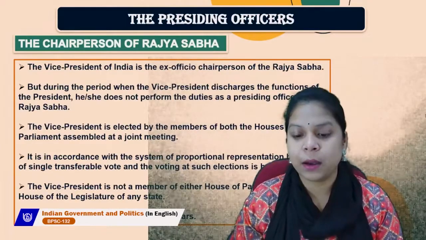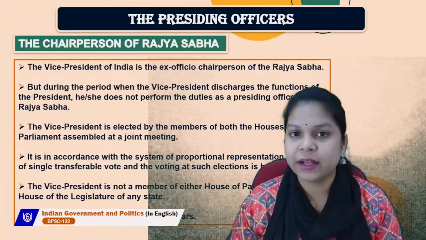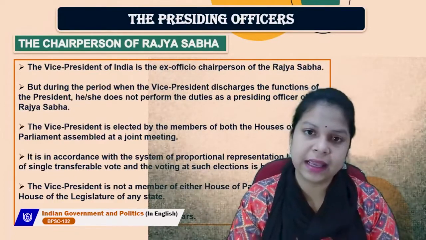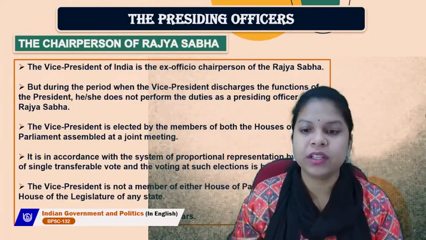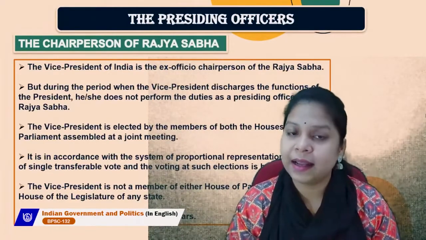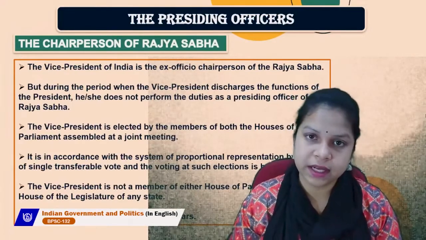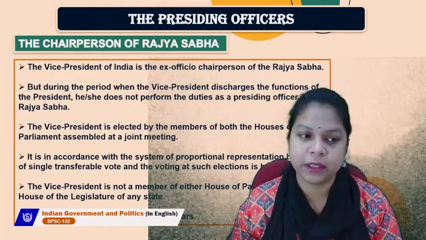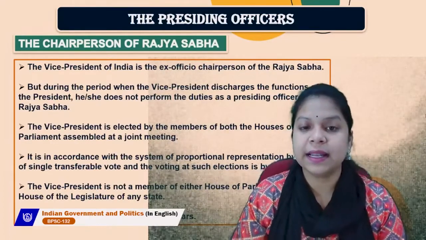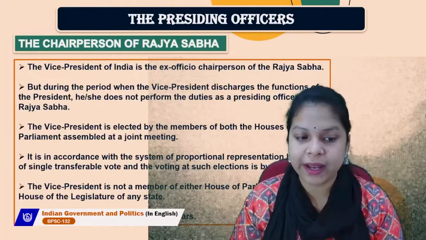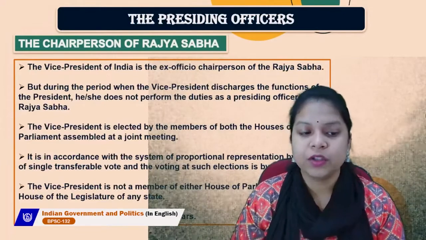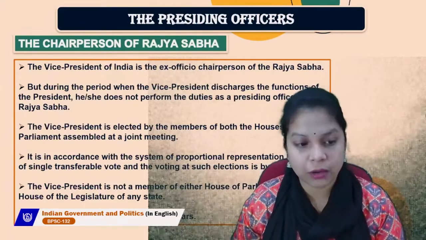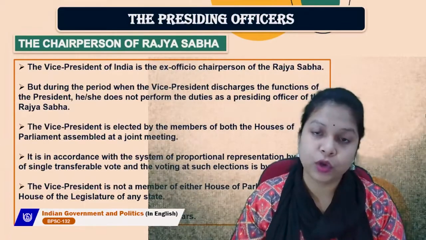So, in case the President's seat is vacant, it is the duty of the Vice President to discharge the functions of the President. In those circumstances, the Vice President will not perform the duties as a presiding officer of the Rajya Sabha. The Vice President is elected by the members of both the Houses of Parliament assembled at a joint meeting. So, how is the Vice President elected? He or she is elected by the members of both the Houses of Parliament assembled at a joint meeting.